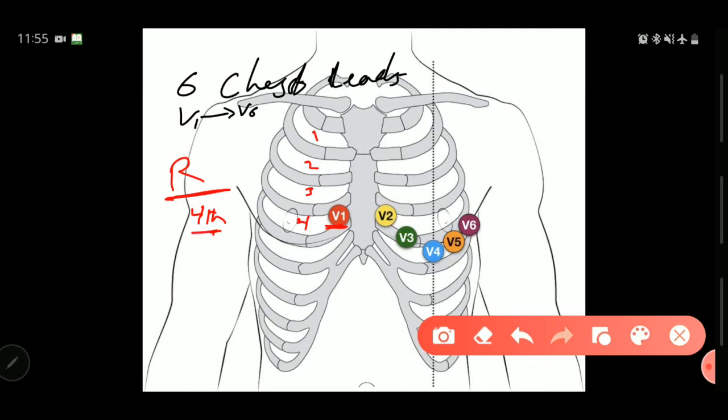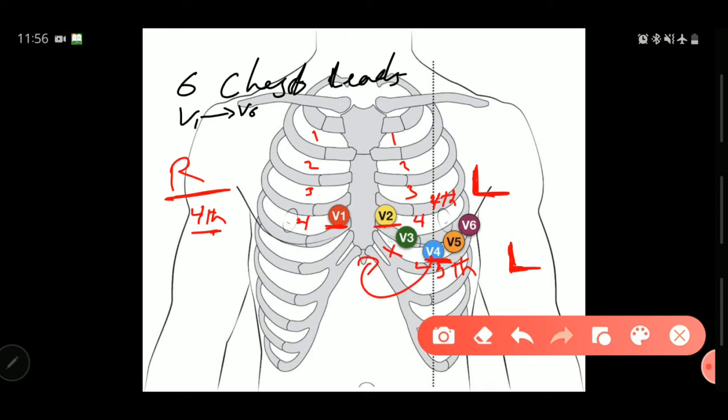On the other side, you put V number 2 on the 4th intercostal space also. That is from here, number 1, 2, 3. That is the 4th intercostal space, which you put here, V number 2 on the left side. Focus on the left side here. Well, now don't go to V number 3, go to V number 4. V number 4, you put it at the 5th intercostal space on the left side. Focus on the left side. We're measuring the heart. You put it on the 5th intercostal space on the left side, V number 4.